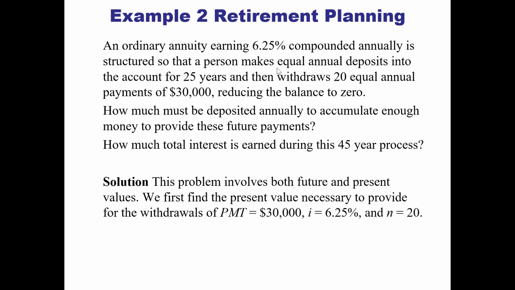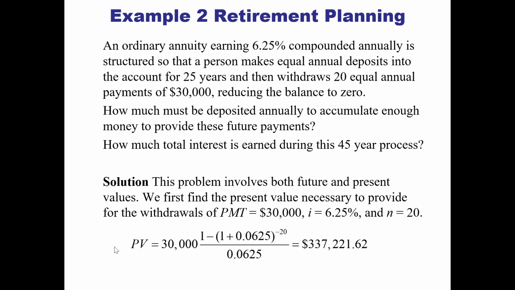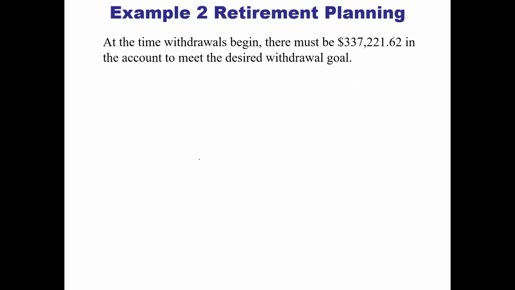All right, so first we have to find future value and present value. To find the present value necessary to provide for that payment of $30,000 at 6.25% for 20 years, we plug that in and we find out we need to have $337,221.62 in the account. Now we have to find the payment. At the time withdrawal begins, there has to be that much in there.